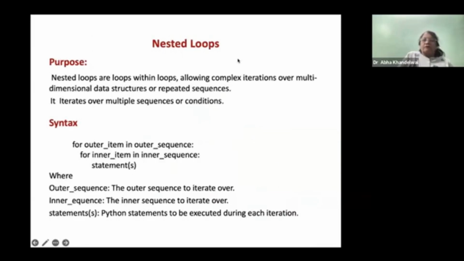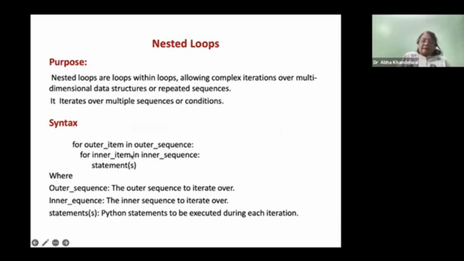Then nested loop. Not sure whether I should take nested loop or not, but let me try. Hopefully you can understand it. The purpose of nested loops: we mainly use them for dealing with matrices, which are n by m or n by n, so two-dimensional. For managing both dimensions, we preferably use nested loops. Nested loops are loops within loops. On the outer side there will be one loop, and if you write one more loop next to it, the first becomes the outer sequence loop, and the inner one becomes the inner sequence loop.